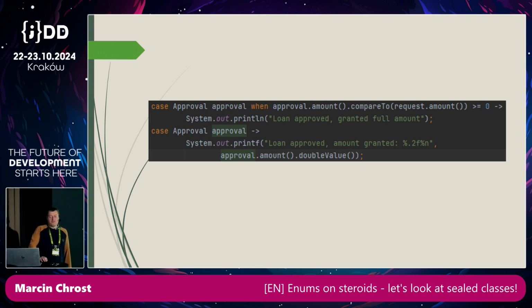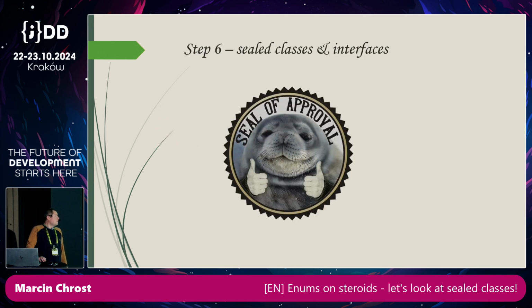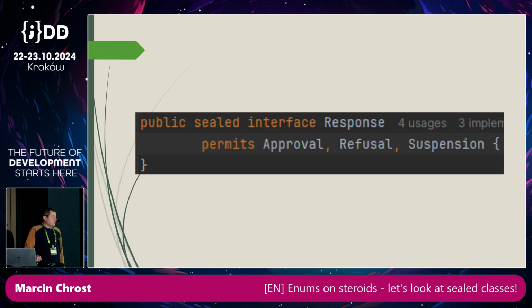Let's go one step further. Let's go to sealed classes and interfaces. I promised sealed classes in the topic of this presentation, so it's high time to say a few words about them. Definitely we can say that in our case, our response can only have 3 possible classes that implement it, which makes a lot of sense because we assume that the only possible outcomes of the response are approval, refusal, and suspension. And there is no other possibility for anyone to implement it.